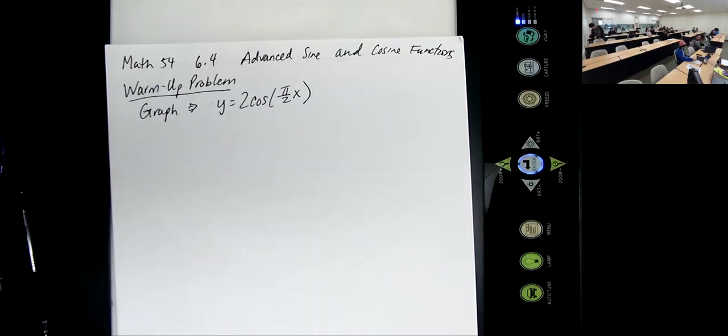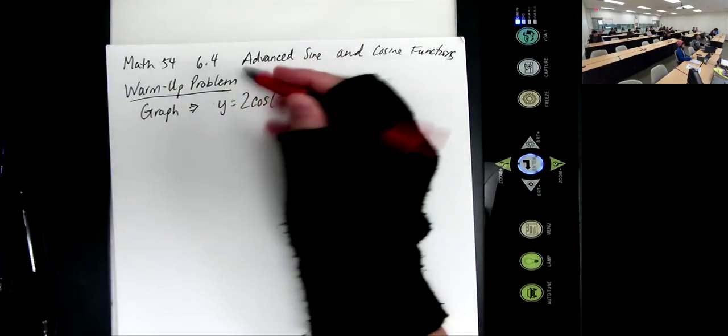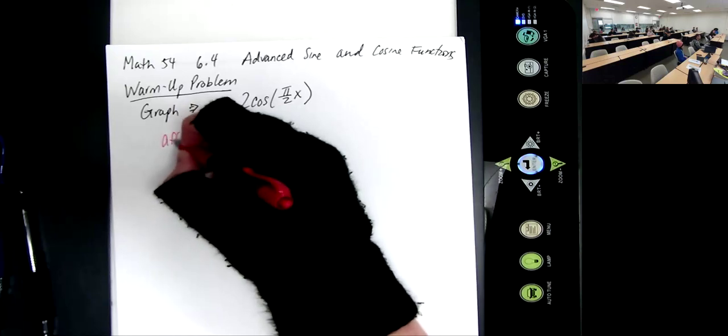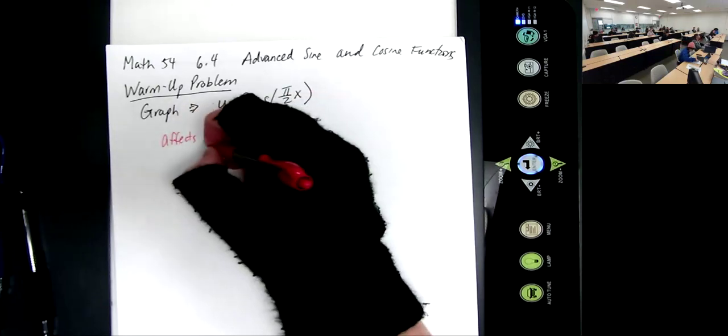Well, the 2 in front of the cosine is the amplitude, where we're gonna start on the y-axis. This one is affecting our up and down, right? This affects our amplitude. What about the pi over 2?